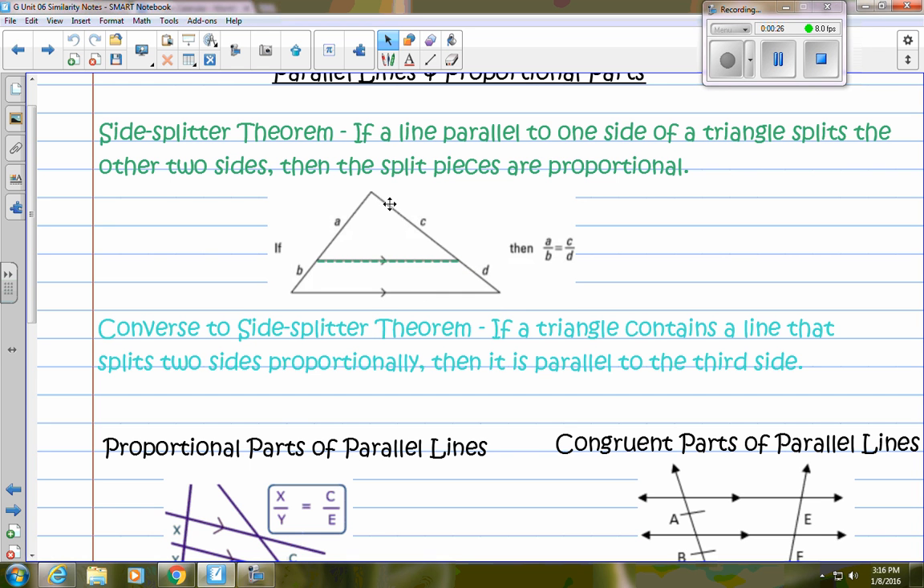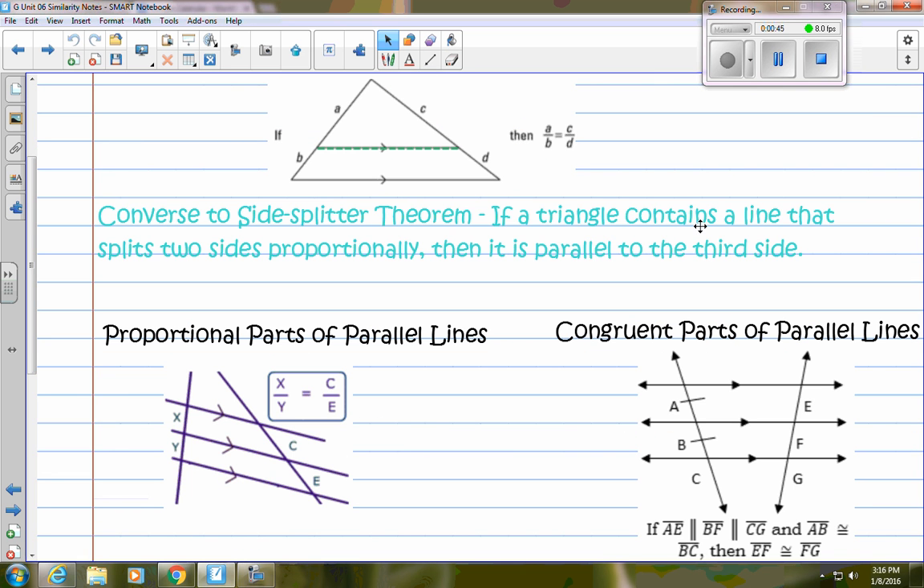It's a lot easier to think about when you can see a picture of it. So we have a line here, it's parallel to this side of the triangle, so it cuts the other two sides into proportional parts. See that?